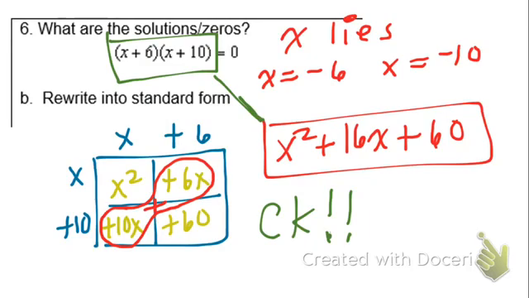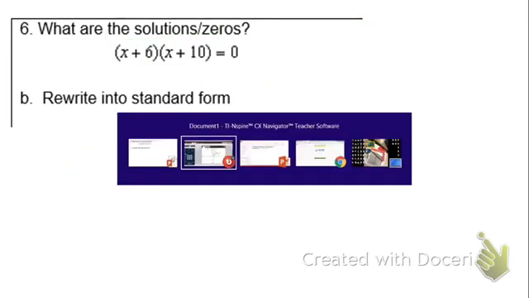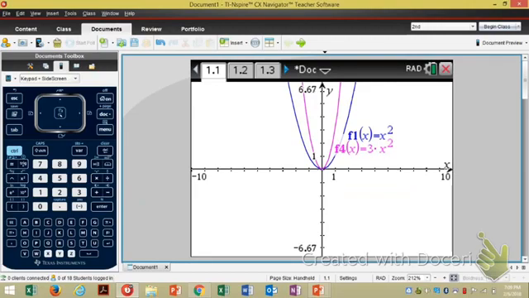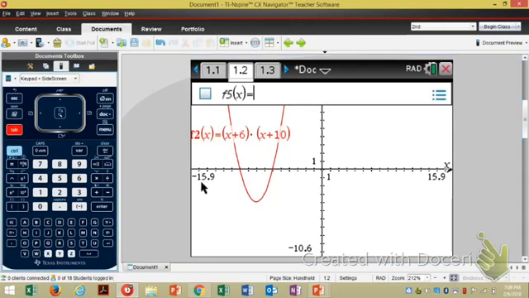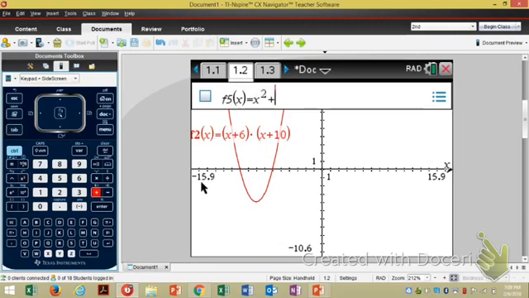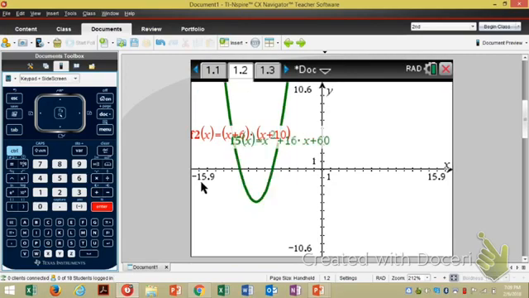Now let me demonstrate what I'm talking about. So I'm going to go to my graphing calculator. Okay, let's go to the second page here. There's the first problem. Okay, so if I press tab and I graph my answer, which was x squared plus 16x plus 60. Watch for the magic. Voila. Do you see that the green parabola is on top of the red? So that means I did it right.